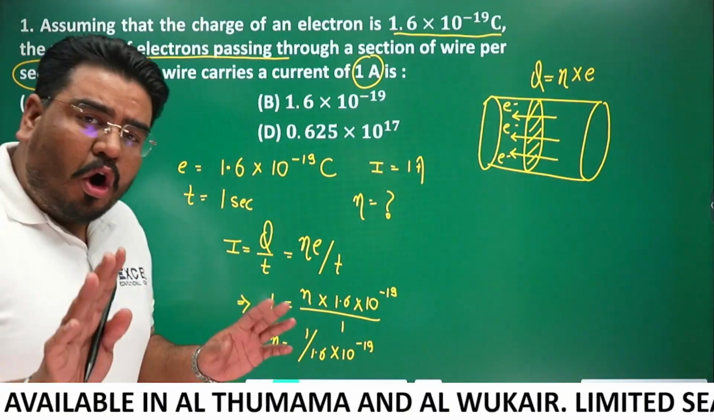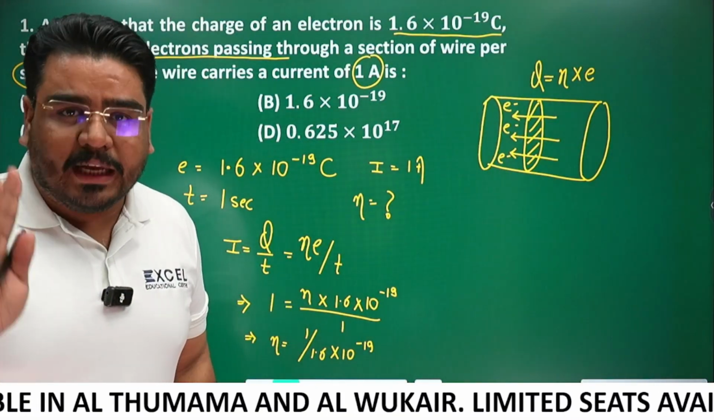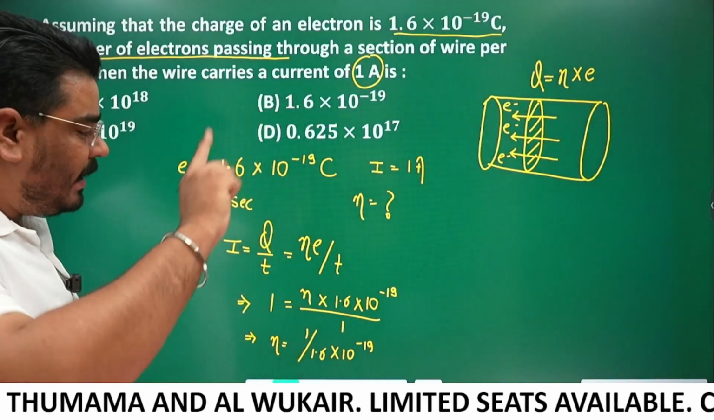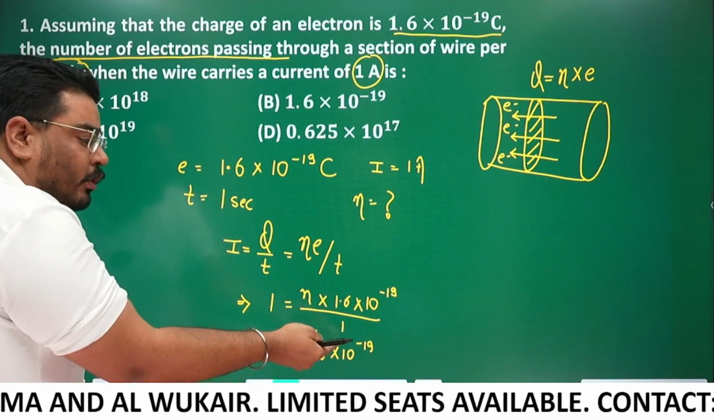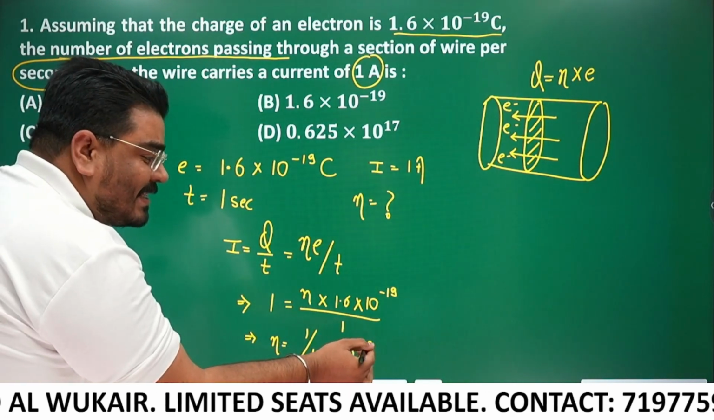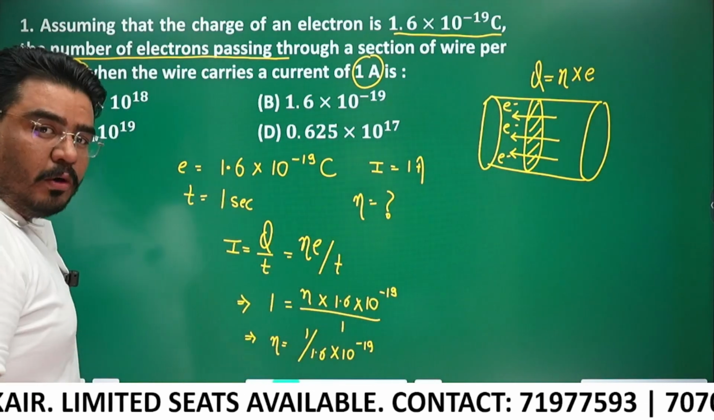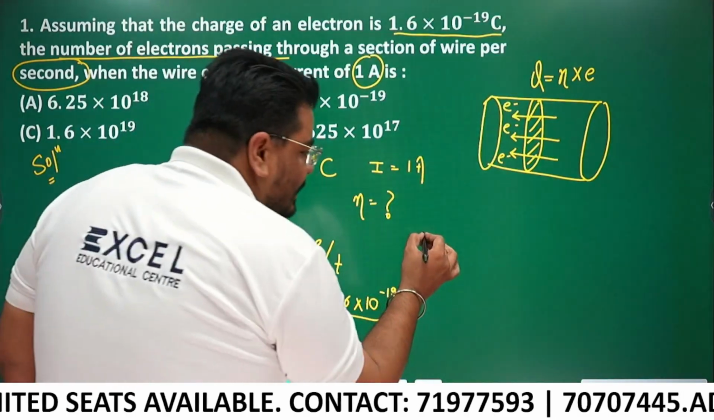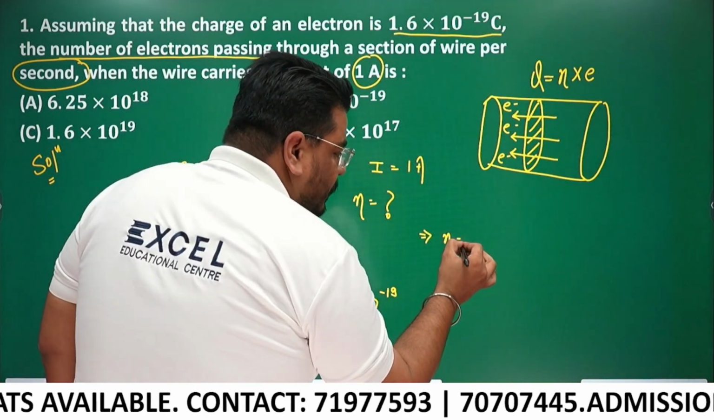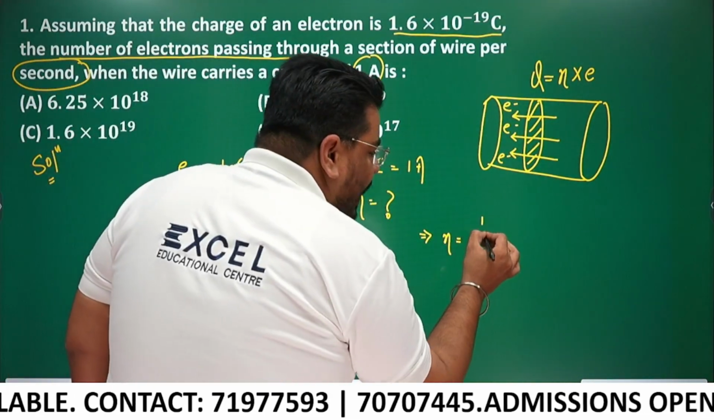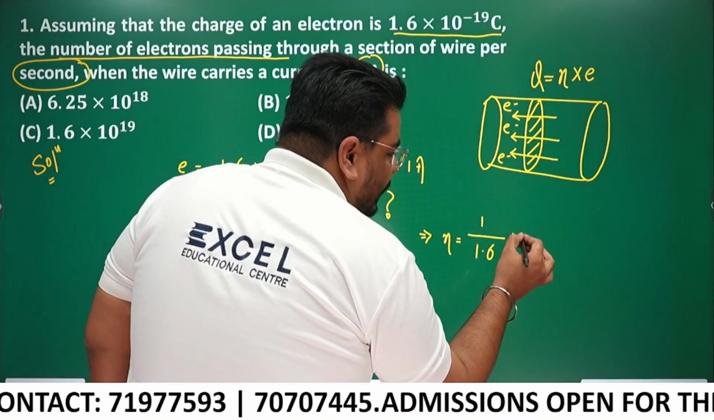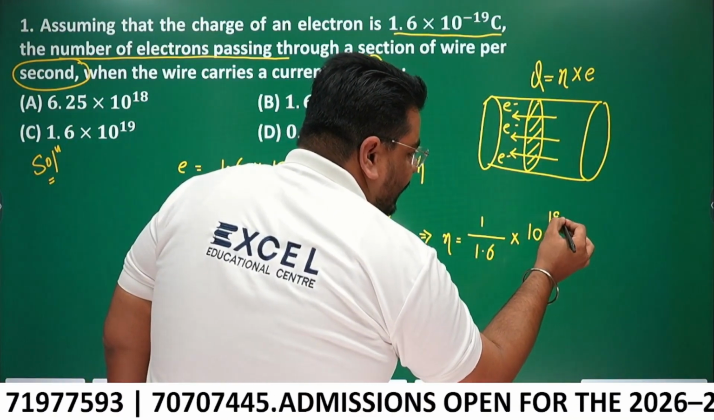My friend, always if you have 10 to the power something, make sure you take it to the numerator. But if I take it to the numerator, the power which is negative will turn into positive. So what will I get? N will be equal to 1 divided by 1.6, into 10 to the power 19.